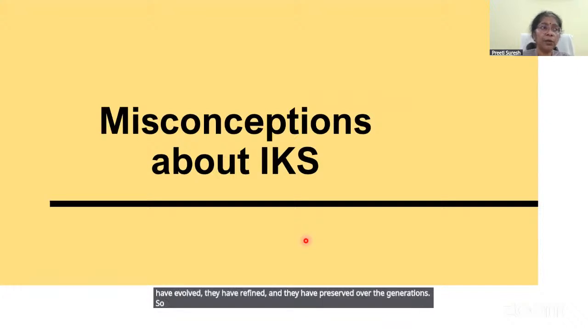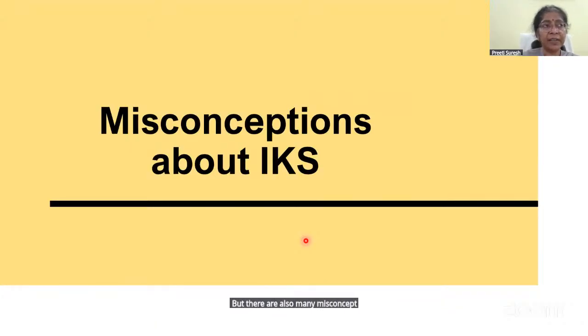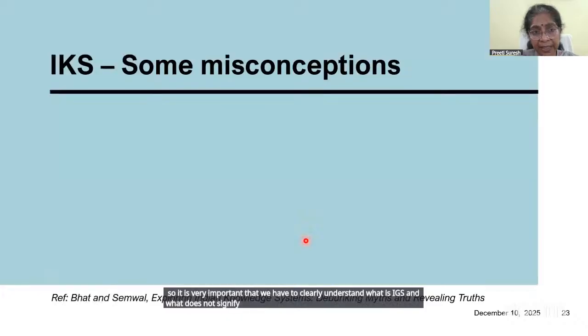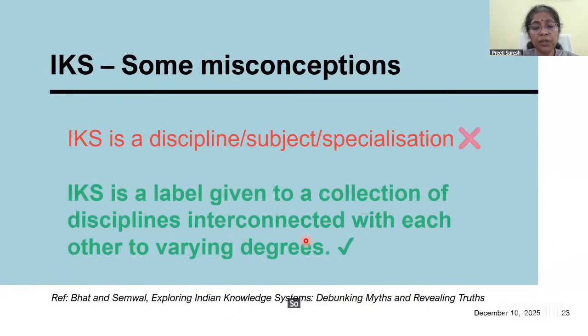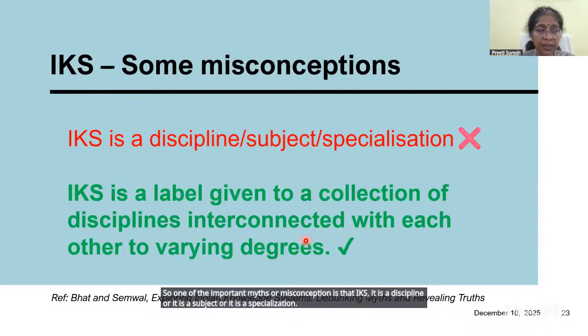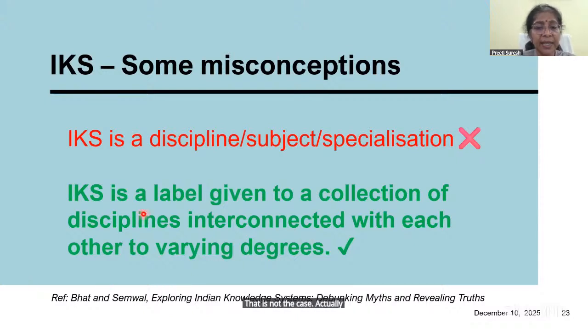Since we are hearing a lot about this term IKS, there are also many misconceptions that have been building around it. So it is very important that we clearly understand what is IKS and what does not signify IKS. One of the important myths or misconceptions is that IKS is a discipline, or a subject, or a specialization. That is not the case. Actually, IKS is a label that is given to a collection of disciplines which may be connected to each other to varying degrees.